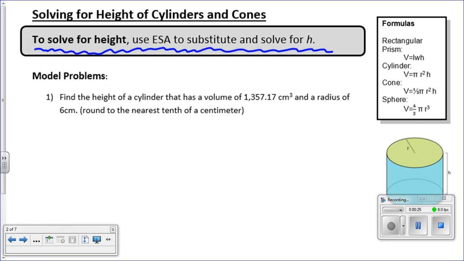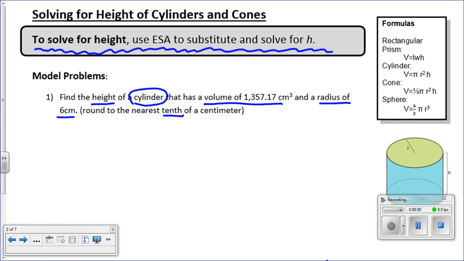Find the height, so we're looking for height, of a cylinder, that's important. Find the height of a cylinder that has a volume of 1,357.17 centimeters cubed and a radius of 6. It does give us a rounding place. It says round to the nearest tenths place. So we have a cylinder, we know the volume, we know the radius, and we have a rounding place.